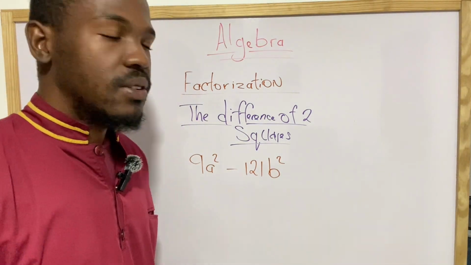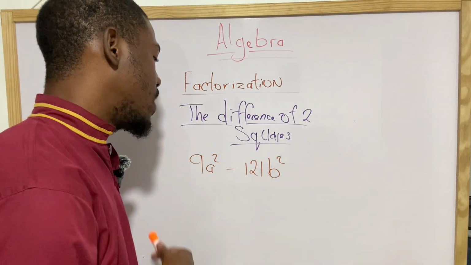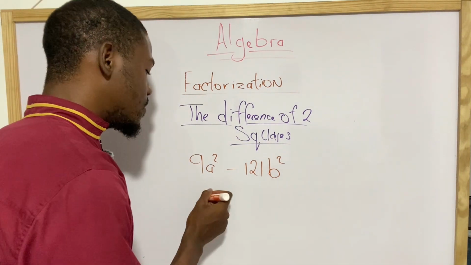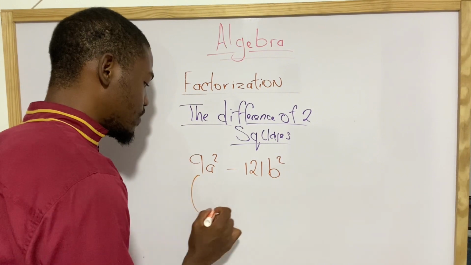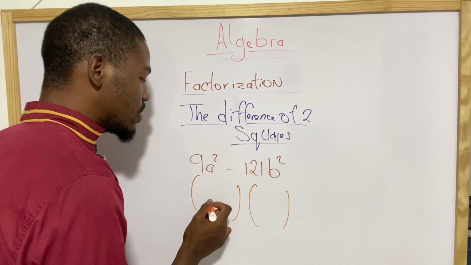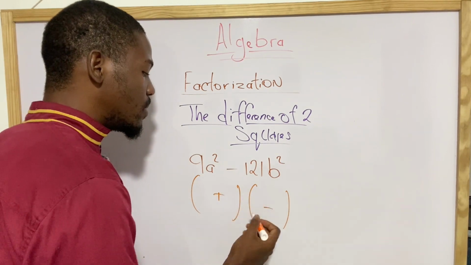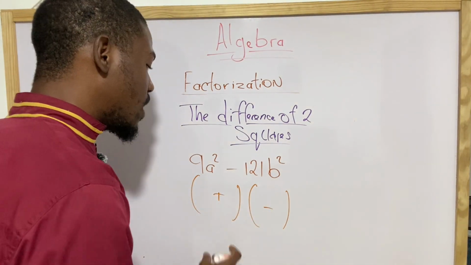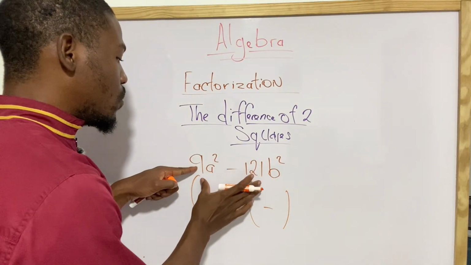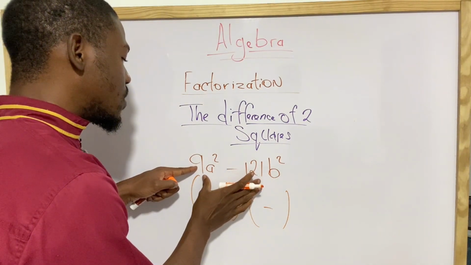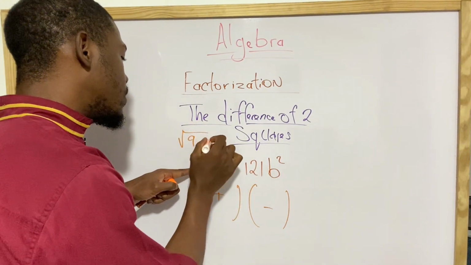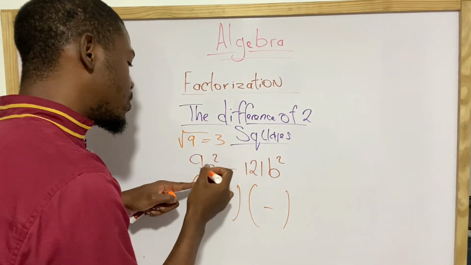All right, so let's look at this example right here. We have 9a squared minus 121b squared. The first thing is we're going to have our pair of double brackets, one being positive and one being negative. Then the first thing we like to look at is our coefficient. Where we have 9, we can find the square root of 9, which gives us 3, because 3 threes is 9.